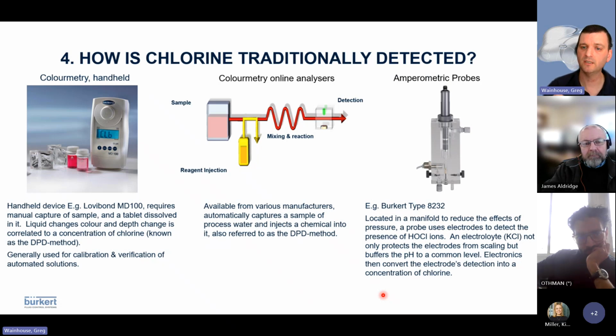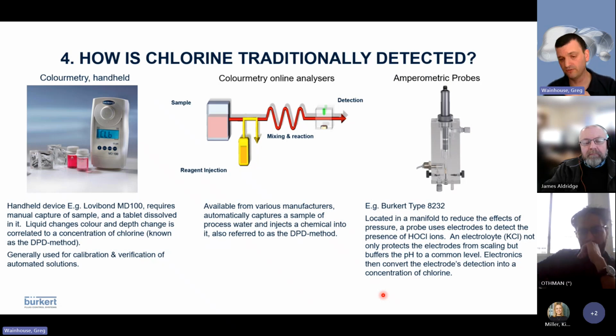Now the amperometric probes, they use electrodes to detect the presence of hypochlorous acid. In front of those electrodes, you then have an electrolyte. And that electrolyte, potassium chloride, not only protects the electrodes from scaling by preventing the media getting onto the electrodes, it also buffers the liquid to a common pH level. And then those electronics detect the hypochlorous acid and convert that measurement into a concentration of chlorine.